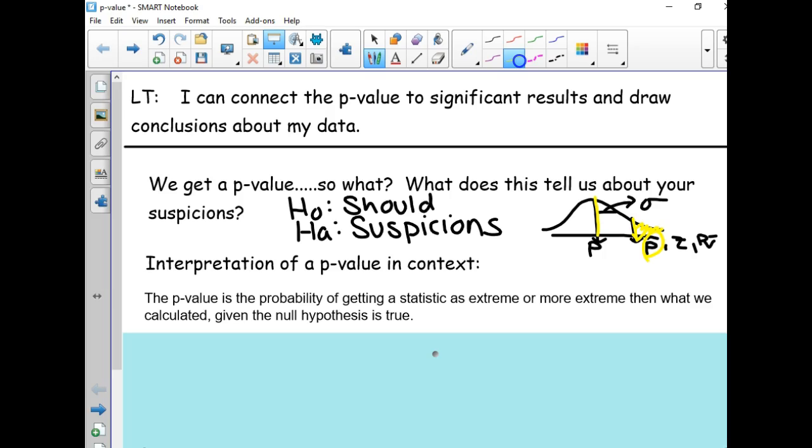All right, I'll say it one more time. The p-value is the probability of getting a statistic, that p-hat, as extreme or more extreme, so right here, than what we calculated. So whatever that p-hat was that we calculated, given our assumption is true, the null hypothesis. What should happen is true.